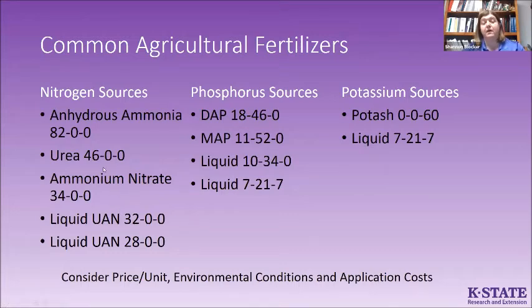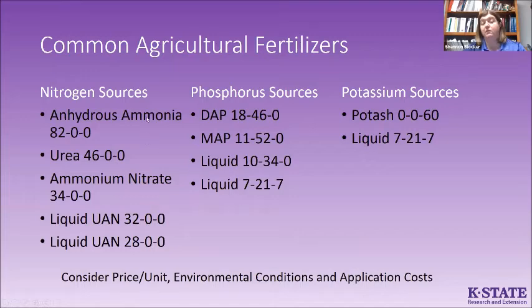For example, urea has a tendency, half of it at least anyway, to volatilize. So if it is wet and hot, using urea may not be very effective, especially if you're not going to incorporate it. Maybe you do need to go to ammonium nitrate, because you're not going to lose the nitrogen from volatilization. And that's kind of a common example of environmental conditions.